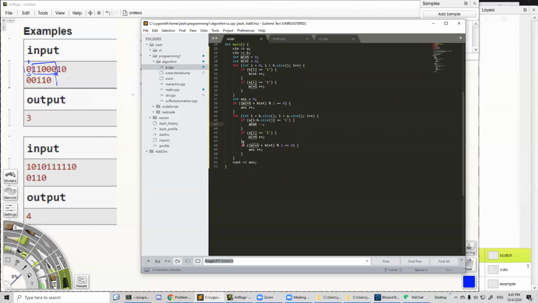And for each substring, we will check the sum of the number of ones in the substring and the number of ones in the string B, and check if it is an even number. If it is, we increase the final answer by 1, and we're going to output the final answer.